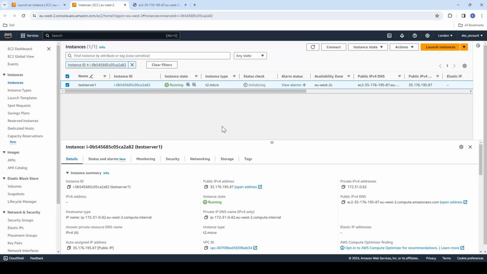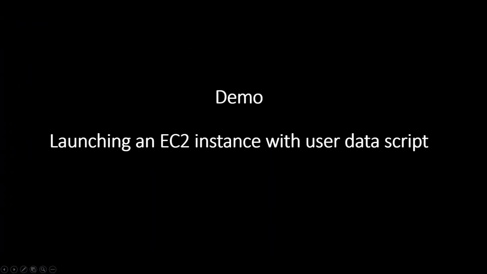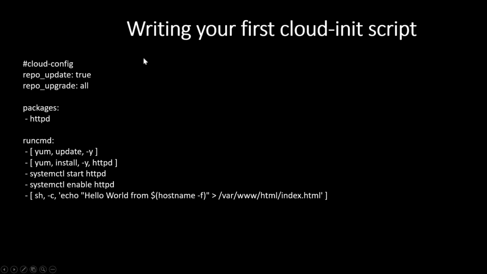Now let us see another method in which we can pass the user data script as a Cloud-init directive. So let me go back to my slides. Now this is an example of writing your first Cloud-init script. A Cloud-init script is written in YAML format. So here you can see at the top line #cloud-config. This is the mandatory line.